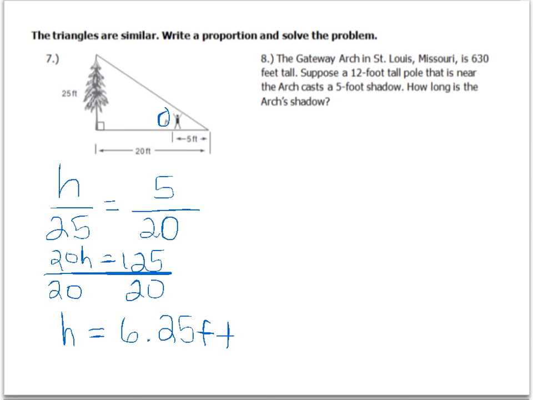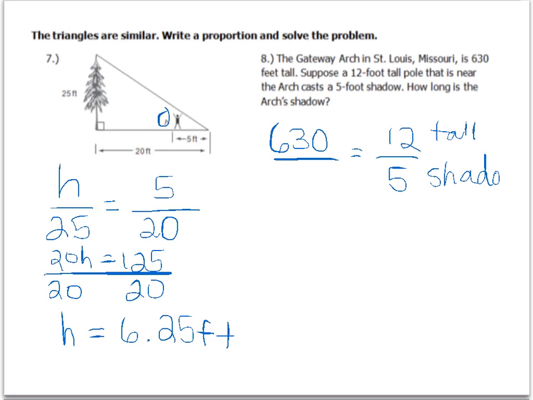For number 8, I need to go back to number 7 and put my label on it. For number 8, we have the Gateway Arch in St. Louis, Missouri is 630 feet tall. And suppose a 12-foot tall pole is near and casts a shadow of 5 foot. So we're talking about how tall something is over the shadow. And they want to know that arch, how long is its shadow.